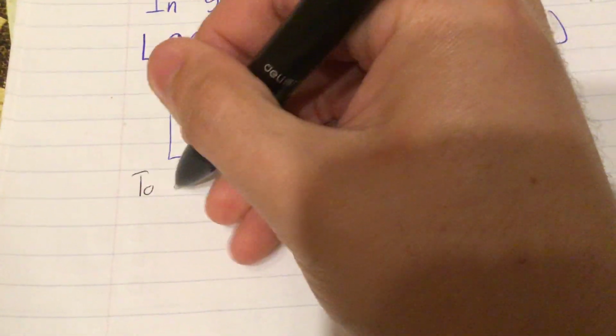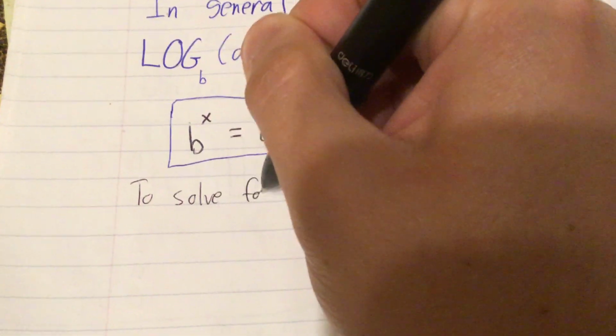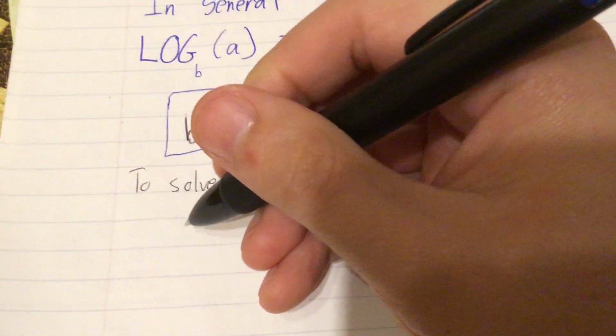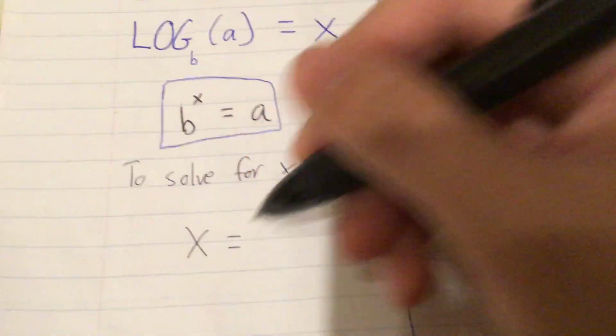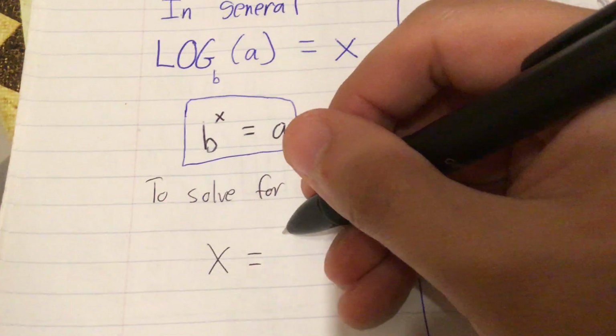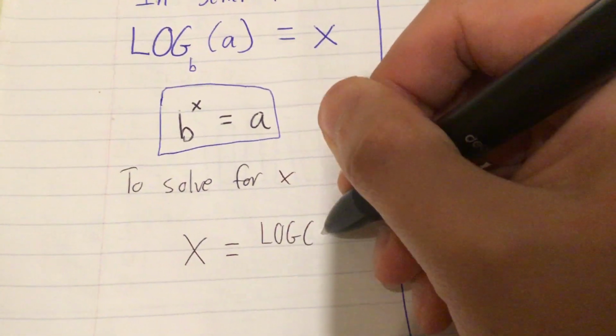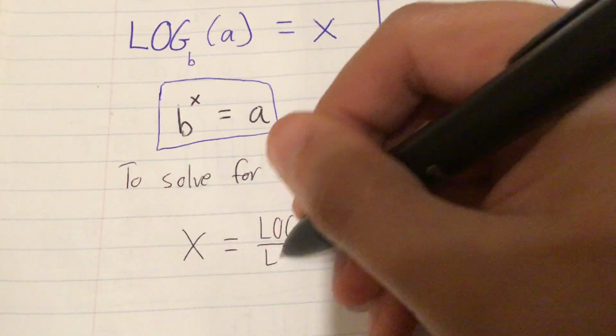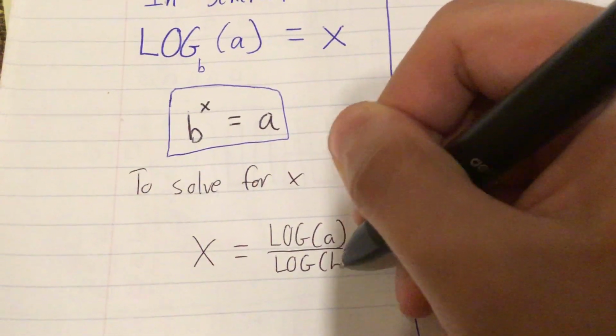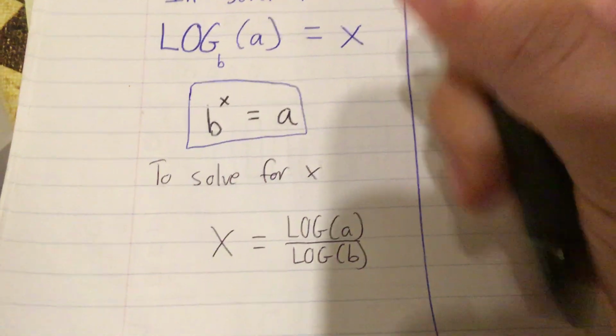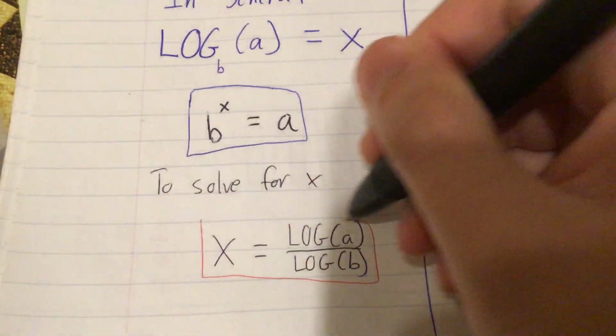And if we wanted to solve for x, well, that means that we need to get the x down here and set the log of the output divided by the log of the base. And that's the goal, is to solve for the unknown exponent.